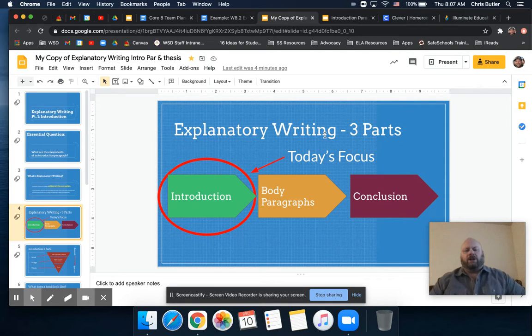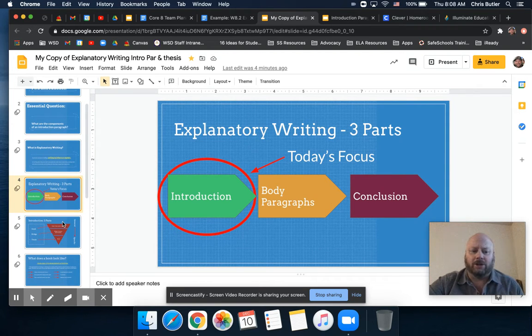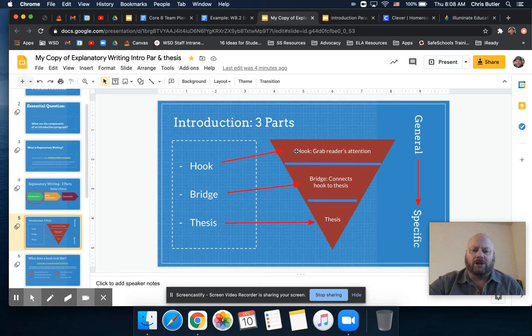So explanatory writing has basically three parts. The essay itself, you have the introduction, you have the body paragraphs, and then you have the conclusion. Okay, that's basically true of pretty much any sort of informative, explanatory, persuasive essay type thing that you would write. Introduction, body paragraphs, conclusion. We're going to focus today on the introduction. So the introduction, think of it in three parts.